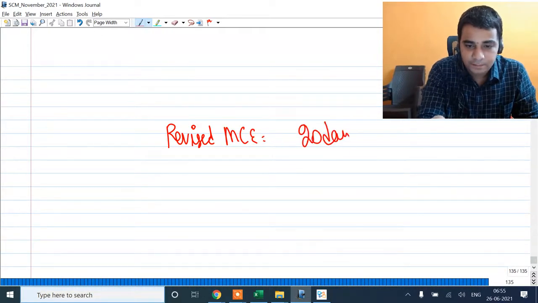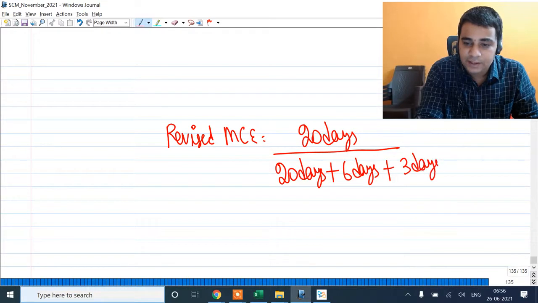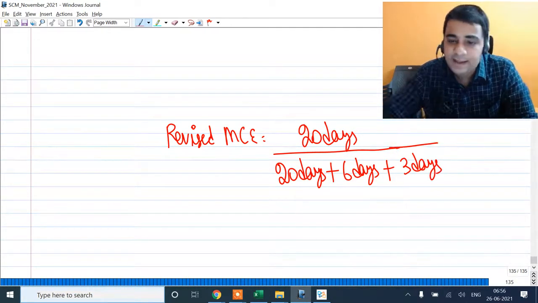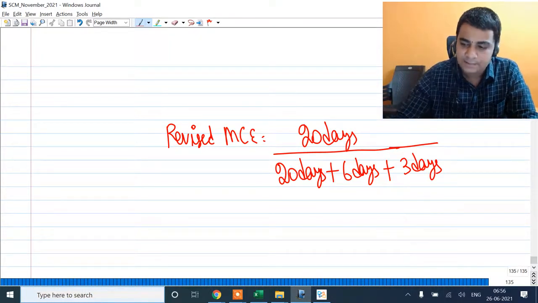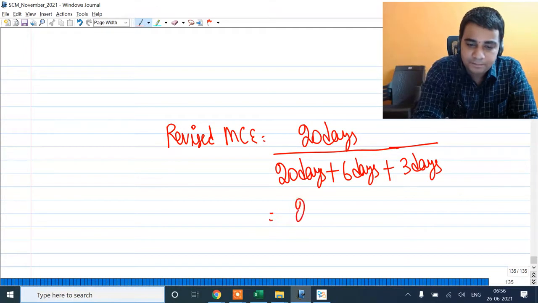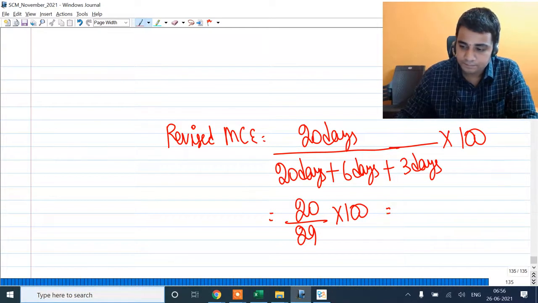20, which is value added. The denominator will also have 20 days plus 6 days of queue time plus 3 days of inspection and movement put together, it becomes half. Earlier the denominator was 32.